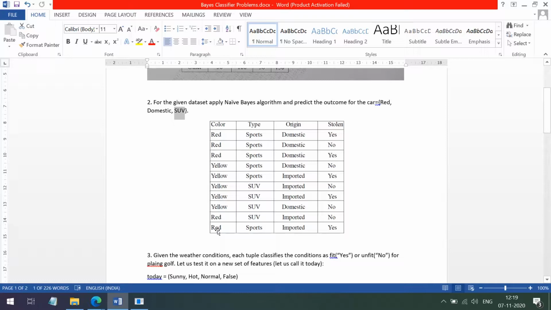Now we will calculate this value. How many yes are there? 5. Out of that, in that row, how many domestic are there? So in the yes rows, we have to find domestic. This is 1, 2, 2 only. In the yes category, how many domestics are there? 1, 2, only 2. And how many yes are there? That is 5. Then next is the probability of SUV being yes. So how many yes are there? That is 5.